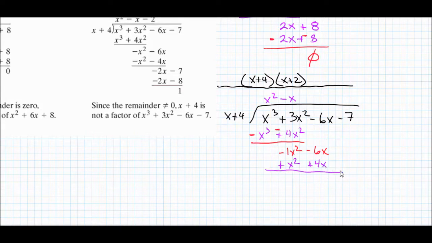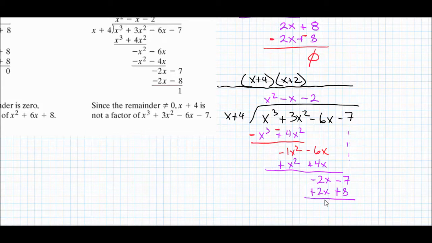The x squareds go away. Negative 6x plus 4x is negative 2x. We have to drop the last part down, so minus 7. So we've got x plus 4, and to get a negative 2x, we're going to multiply by negative 2. Negative 2 times x is negative 2x. Negative 2 times 4 is negative 8. Change the sign so we can subtract them.